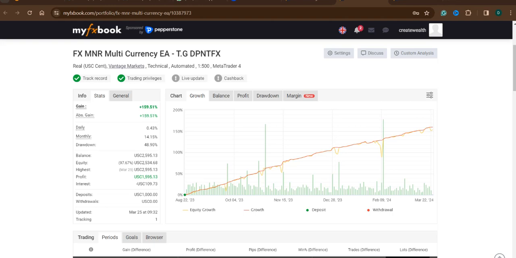Guys, here is an update on the MNR multi-currency expert advisor, MNR FX EA. We were running the trades from August 22nd, 2023 till March 22nd, 2024. Okay, so we closed this account and probably we will be trading on some other account with this expert advisor in future. Since it's been 7 months, we closed this account.